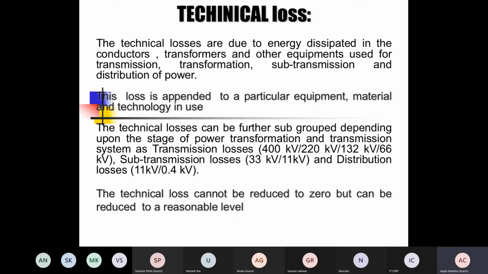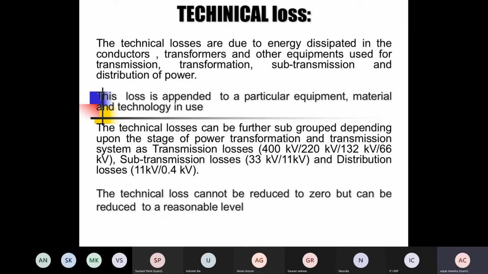What I mean by this is that it is inherent in a particular equipment, say, a transformer. It depends upon the material and the technology in use. Material, like somebody said, CRGO and amorphous. So it depends on the material and the technology in use, how it is constructed, what the technology is for that equipment. Therefore, the losses for a particular equipment depend upon material and technology in use.